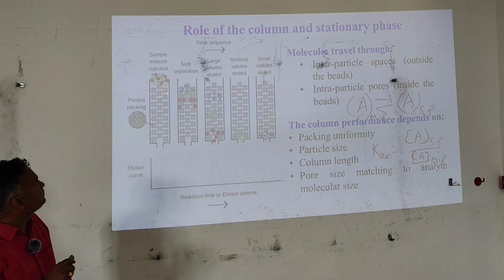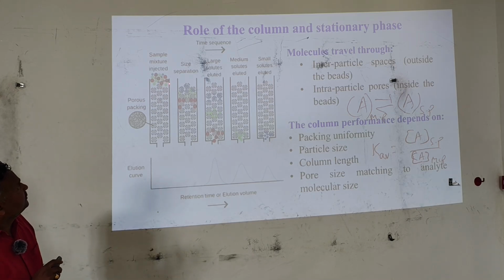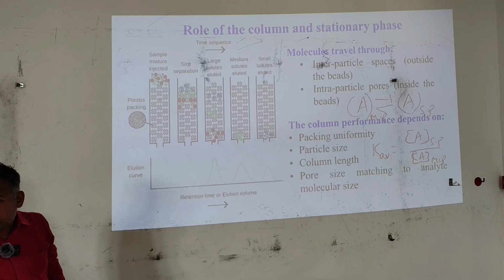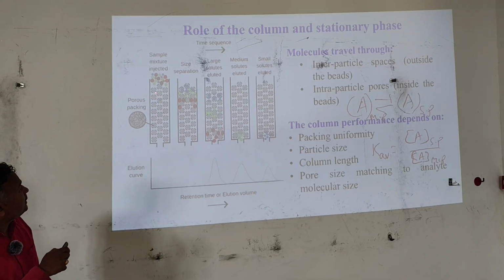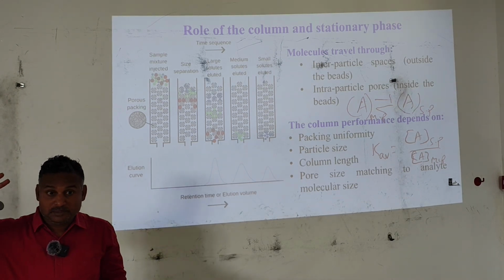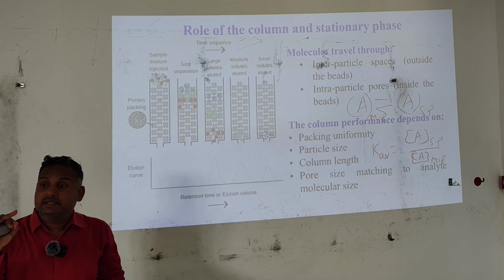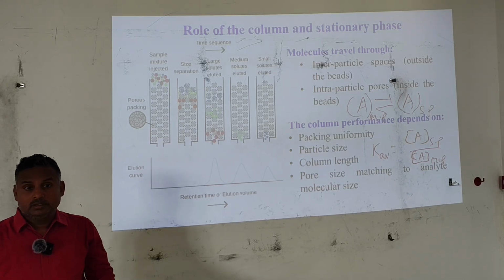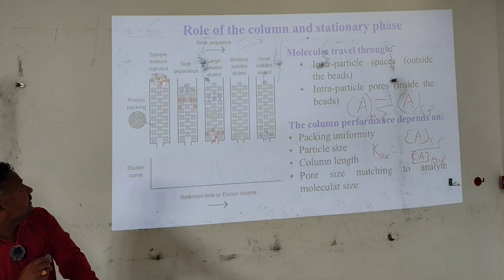Have you seen the colors? Red color, green color. Next green, next blue. There are three components in the mixture, represented by red, green, and blue. And we can see the size: red is bigger, green is medium, blue is small.